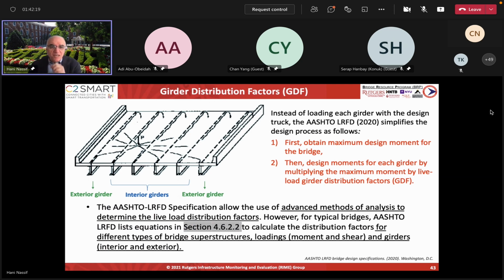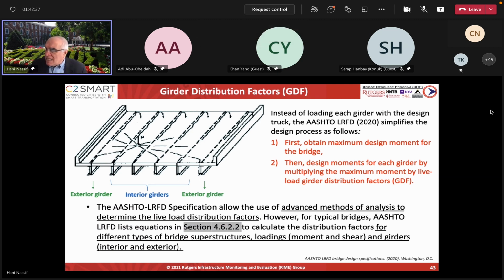And now I want to talk about how we go from this global behavior of the bridge into girder per girder, because as I said, you're doing the design per girder. So you have the loads, you apply the load here, but the load is distributed to all the girders in a way, one way or another.